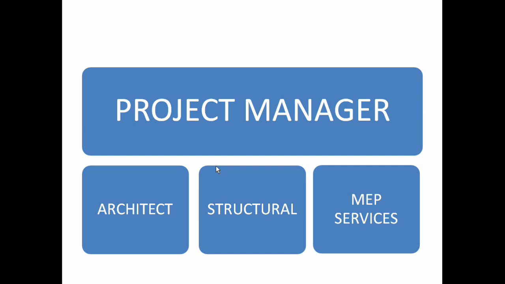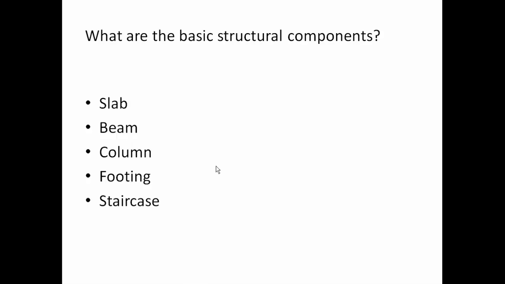Okay, now just consider the structural part of the building. What are the main components? The floor on which we stand is called a slab, which rests on beams, which in turn are resting on columns, supported by earth with the help of footings. A staircase is an access to the upper floors.